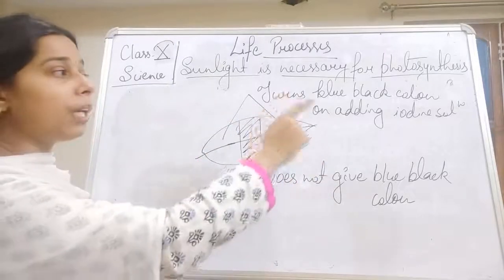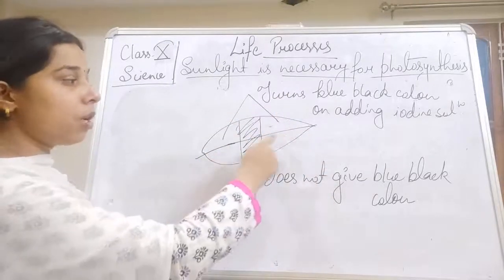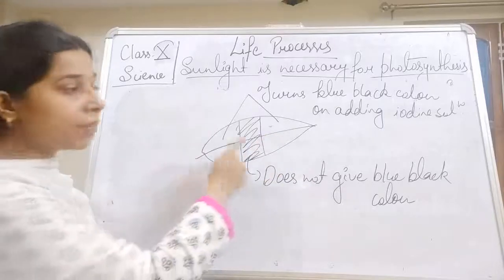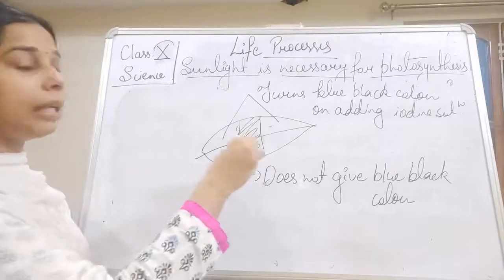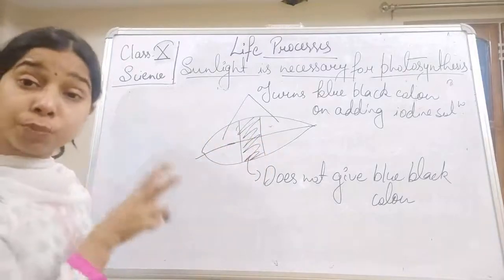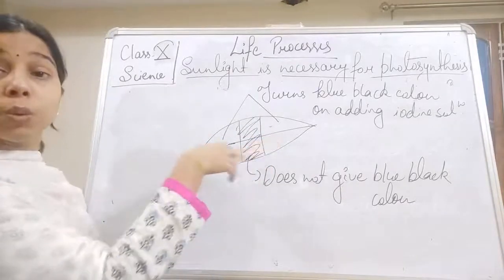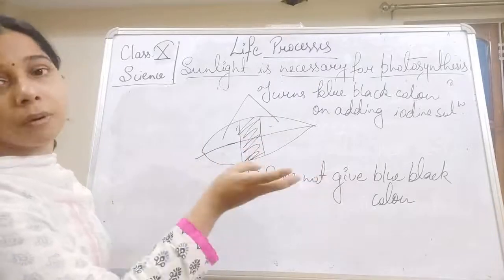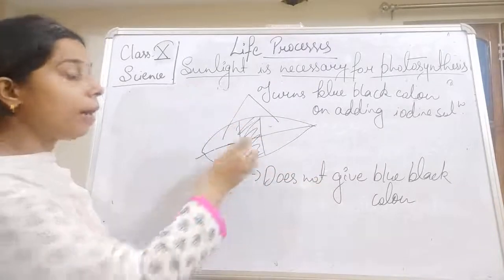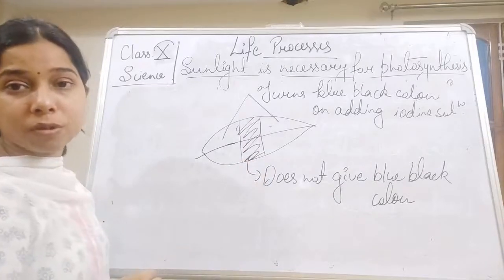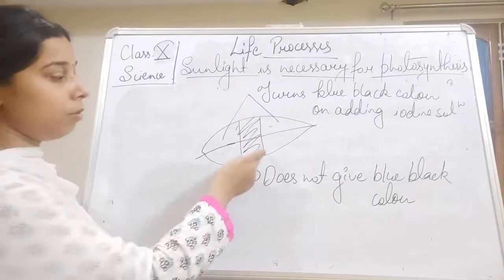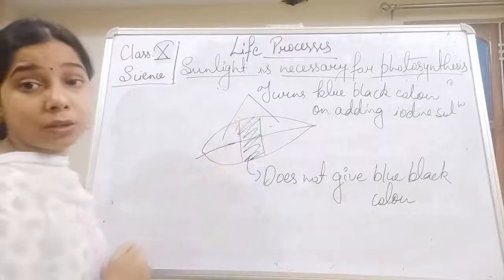So when we added the iodine solution with the help of a dropper at both places of the leaf, it turned blue black. This proves that these two portions which were exposed to sunlight have performed photosynthesis, while the portion which was not exposed has not performed the process of photosynthesis. So it does not contain starch.